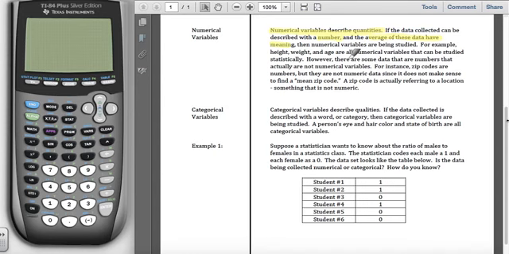So I could ask everyone in this class, what's your age? And you would give me a number. Let's say 22, 18, 36, 55. And I could find the average. The average age of a person in this class would have a meaning.